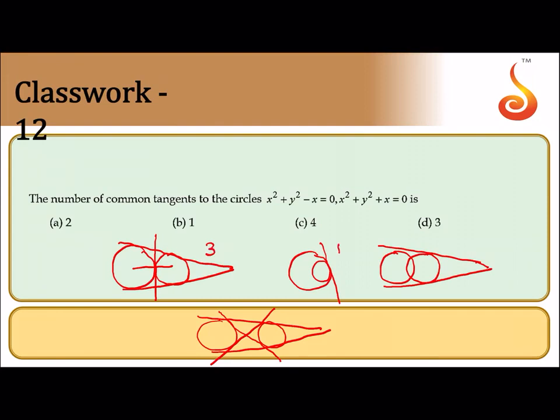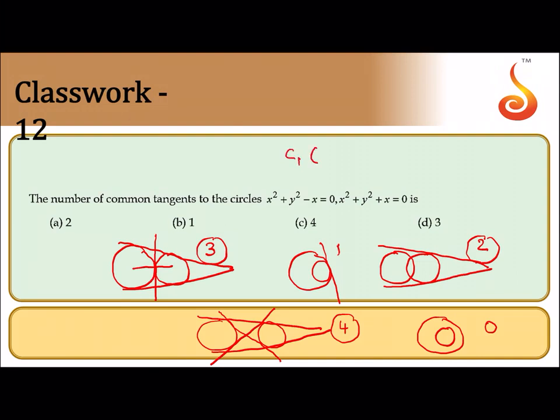These are the 4 tangents possible. Here 3 tangents, here 1 tangent, here 2 tangents, and here 4 tangents are possible. If one circle is inside another circle, 0 tangents are possible. So the number of common tangents depends upon the same concept. Touching externally, 3 tangents. Touching internally, 1 tangent. Intersecting, 2 tangents. Non-intersecting, 4 tangents. One circle inside another, 0.